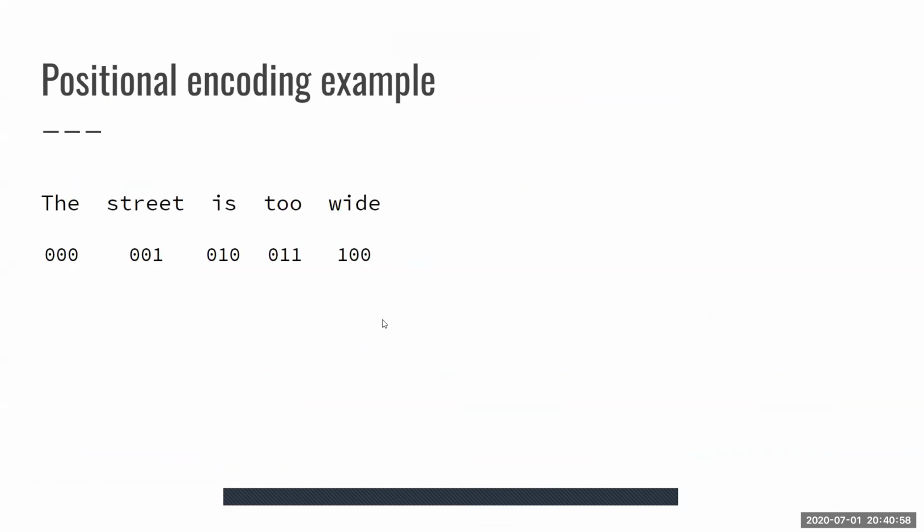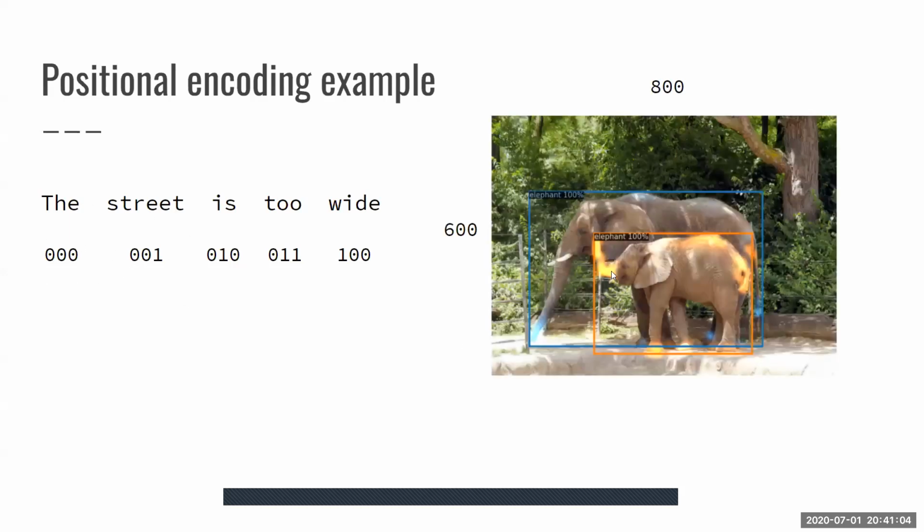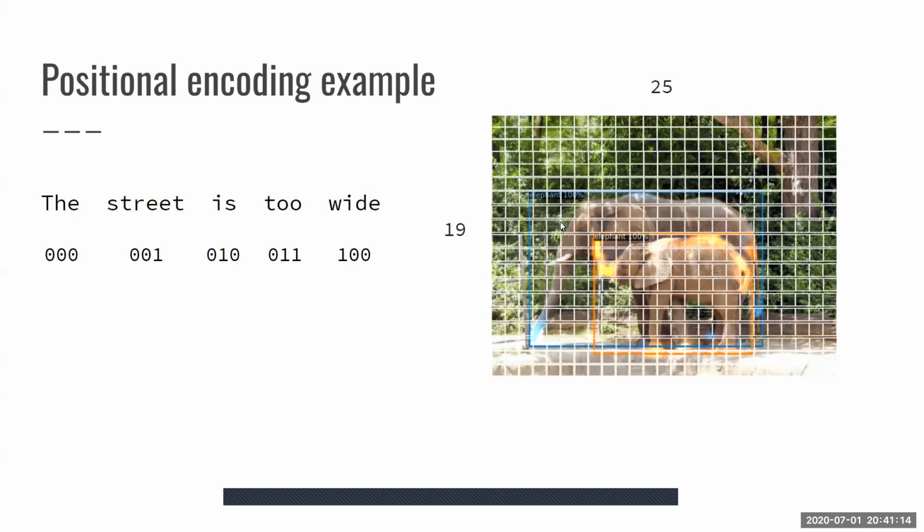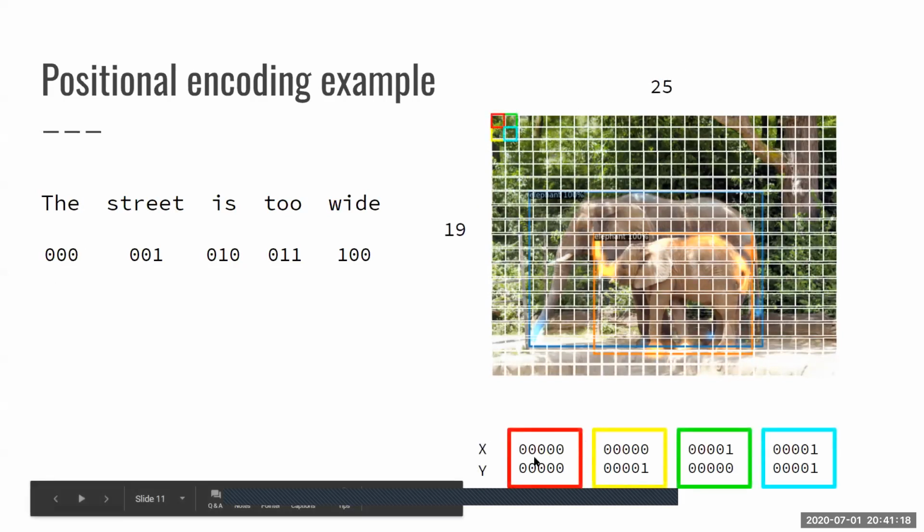So here's an example of embeddings with words. And here, for example, an example of an image. And here we have an image of such a size. And after a convolutional neural net, we have a feature map with a smaller size. And our positional encoding corresponds to pixels like that.